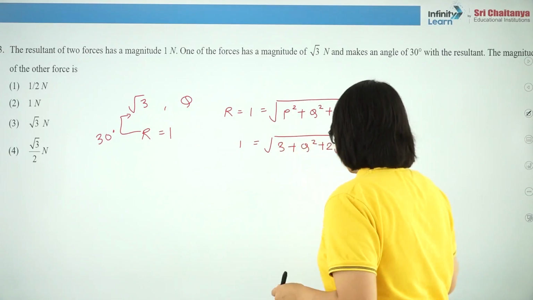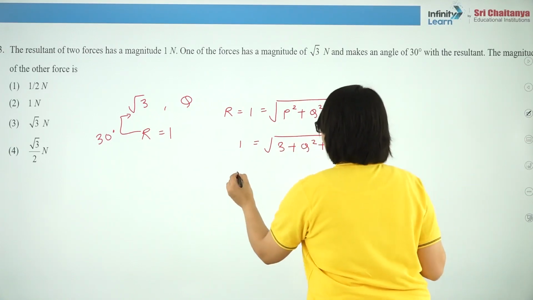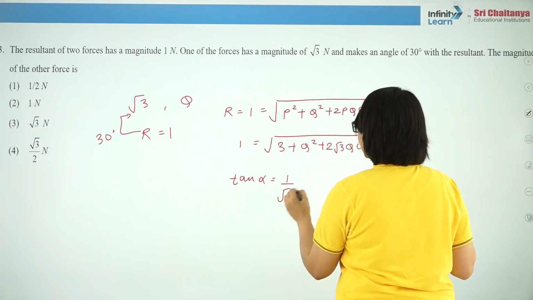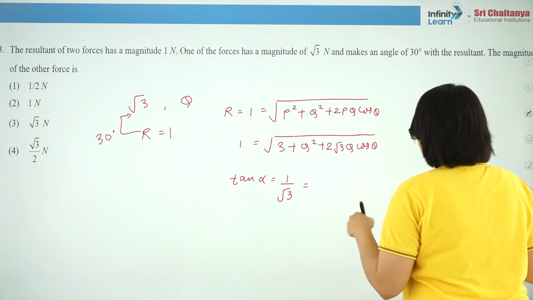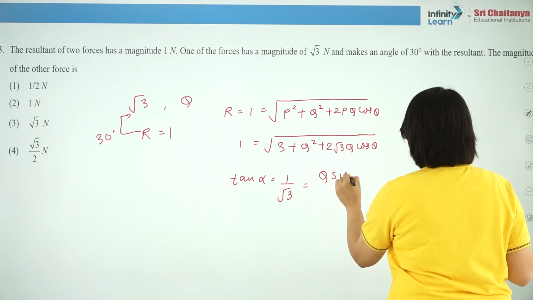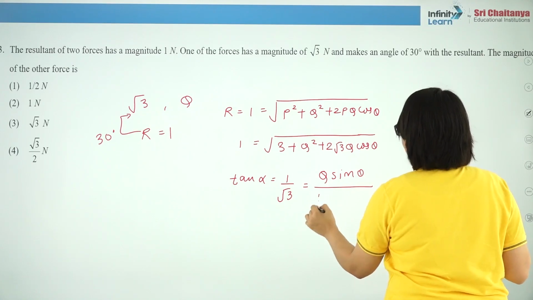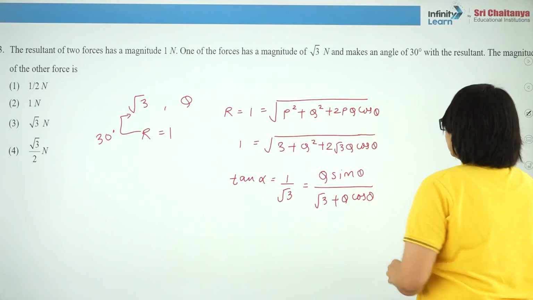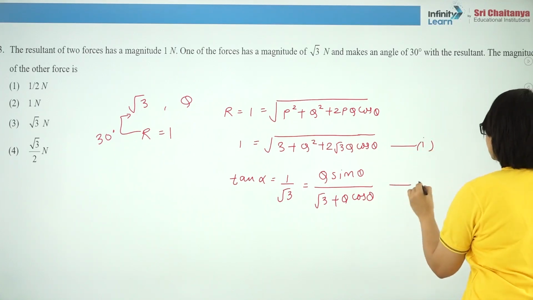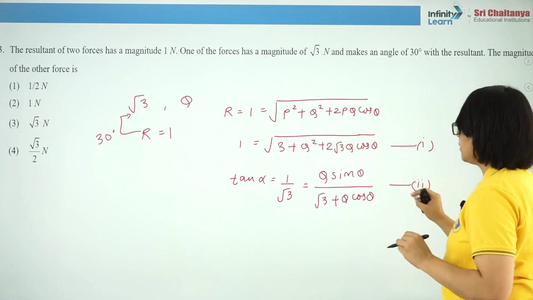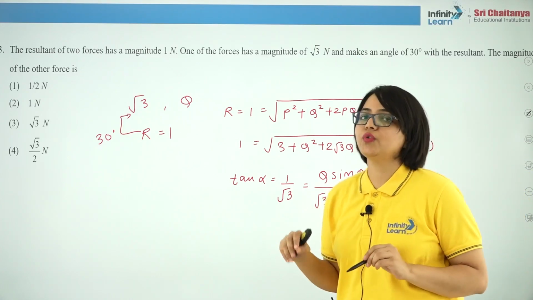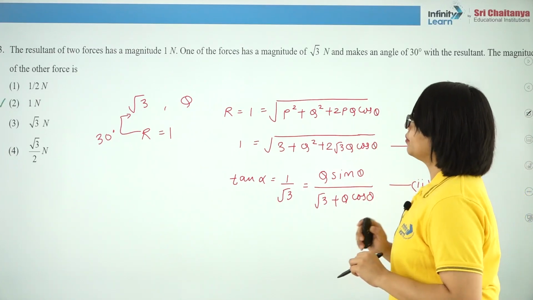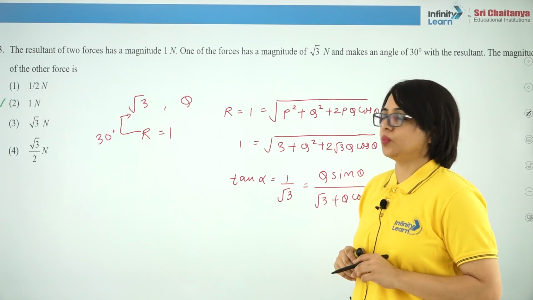and one more information is given, that is the angle of resultant with the root 3. That means you can write tan alpha, which is 1 upon root 3, tan 30 degree is equals to q sin theta upon p, which is root 3 plus q cos theta, right. This is equation 1, this is equation 2. You can square these two equations to get the value of q, and after squaring and solving these two equations, the value of q will be 2 Newton, which is option 2.